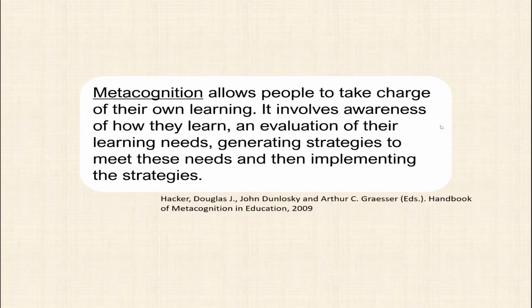Another definition is metacognition allows people to take charge of their own learning. It involves awareness of how they learn, an evaluation of their learning needs, generating strategies to meet these needs, and then implementing the strategies. And I know really good teachers work this into their instruction, both of these definitions.